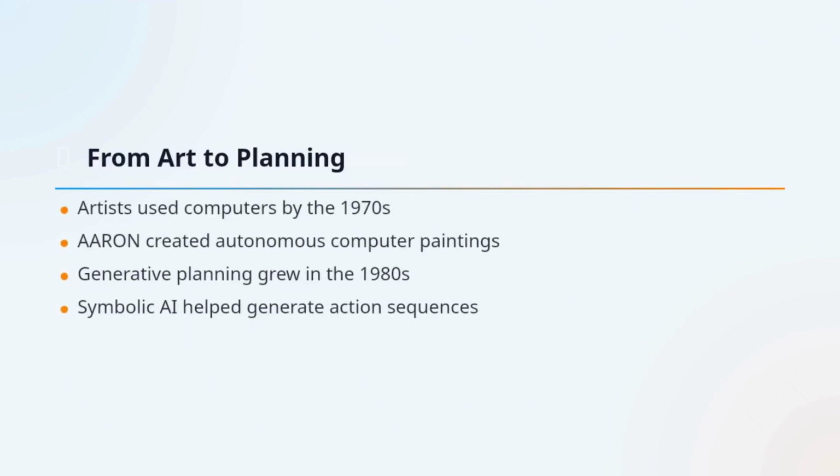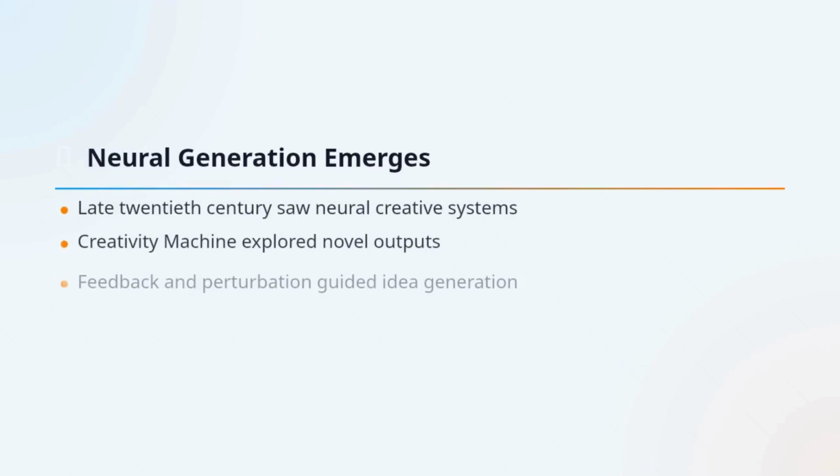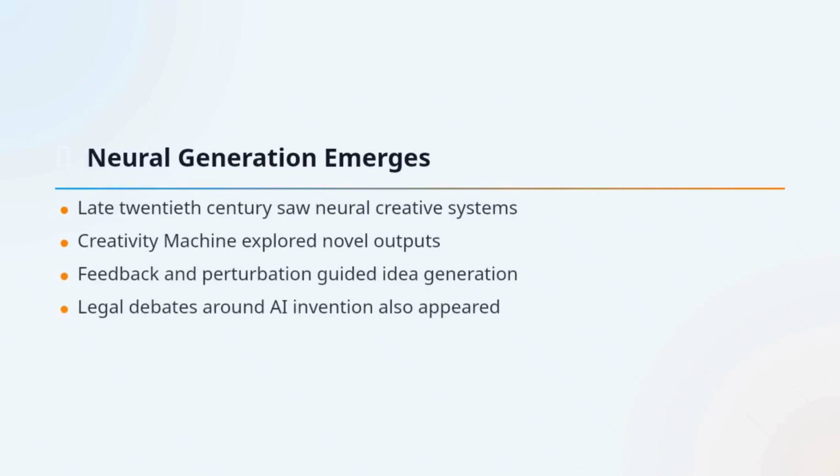By the 1970s, artists were already using computers to create new works. Harold Cohen's Aaron is a famous example because it could autonomously produce paintings. In the 1980s and 1990s, the term generative AI was also linked to planning systems that created action sequences to achieve goals. These systems used symbolic AI methods like state space, search, and constraint satisfaction rather than today's deep learning models. Later, neural network-based systems began to generate more novel outputs on their own.